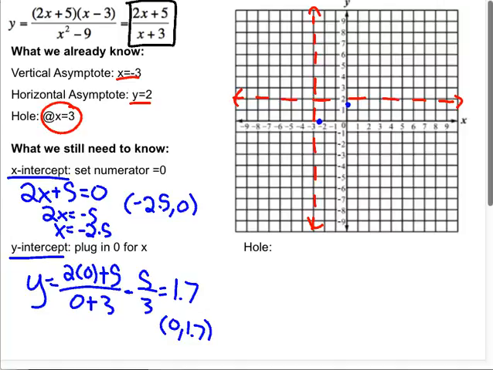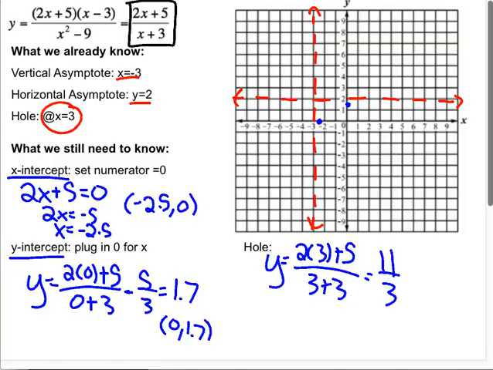And as for my hole, let's plug that in. So I get 11 divided by 3, which is going to be about 3.7. So my hole is at (3, about 3.7). Again, it's technically 3.6 repeating. So 3.6 repeating, that's going to be right around there.